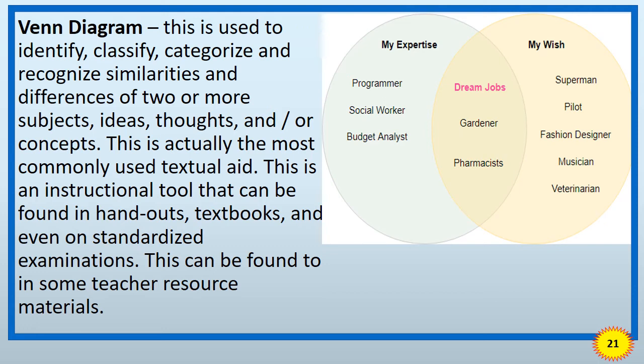So we have an example there on the right side of this slide. We have my expertise, dream jobs, and my wish. The differences there are programmer, social worker, budget analyst, superman, pilot, fashion designer, musician, veterinarian. And their similarities are in the dream jobs. So we have gardener and pharmacist.